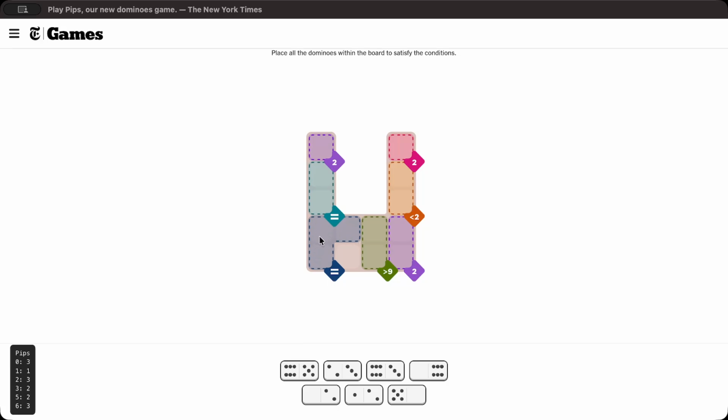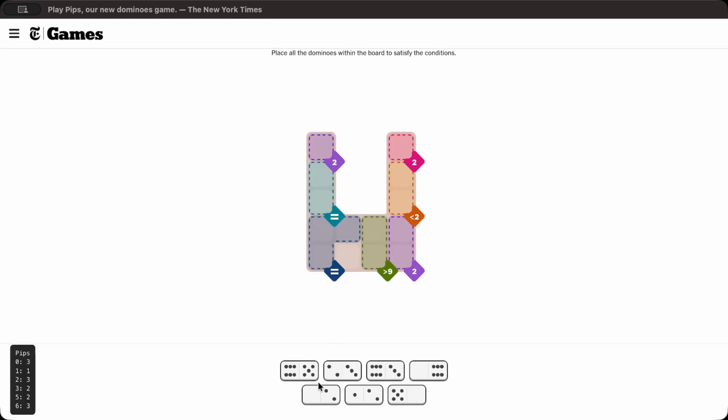We have 3 blanks and 3 2s. And we know 2 of the 2s are used up here. So this could be the blanks or the 6s, because we have 3 6s. Does a 6 have to be used here? We could make this with 2 5s. So no, a 6 does not have to be used here.